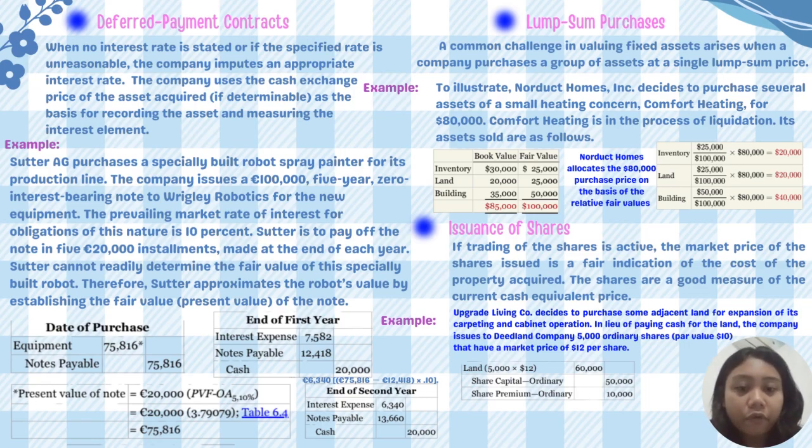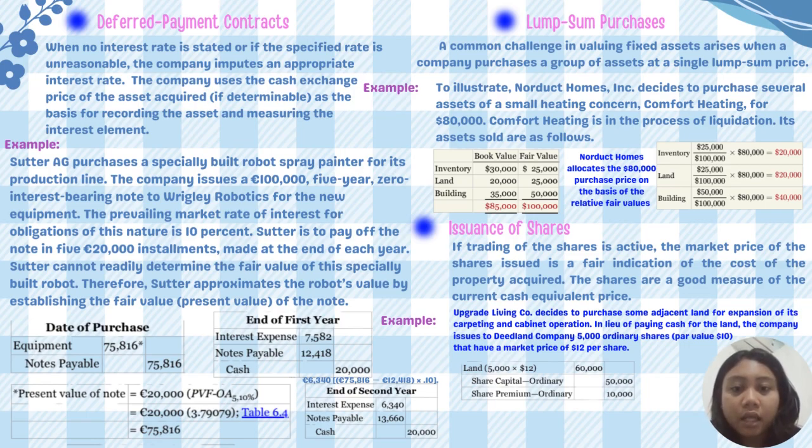The 6,340 came from 75,816 minus 12,418 and times that. So interest expense and notes payable is on the debit side, and cash is on the credit side.